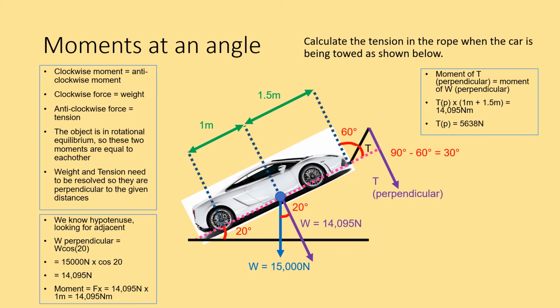We know that the angle here is 30 degrees. We know the opposite, and we're looking for the hypotenuse of this triangle now. So we're going to use sine. So 5,638 divided by sine 30 gives us the magnitude of the tension, which is 11,276 newtons.